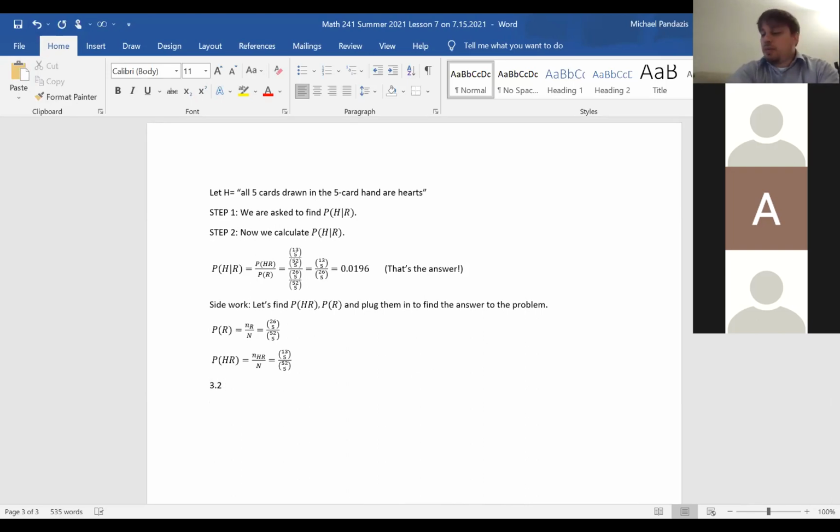Okay, so 3.2 is on Bayes and other theorems on conditional probabilities.